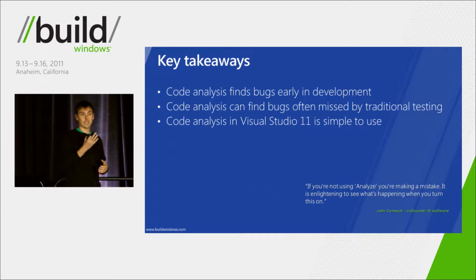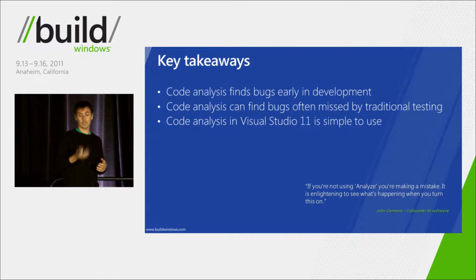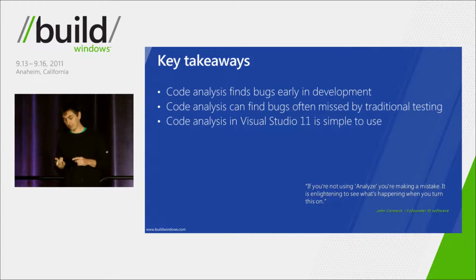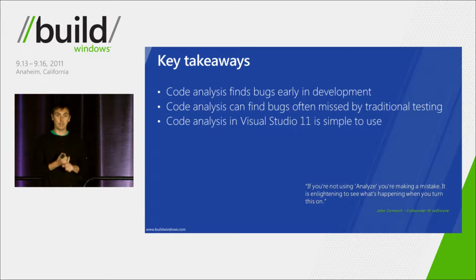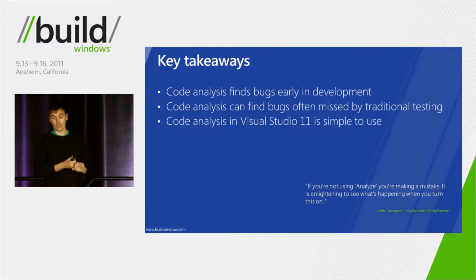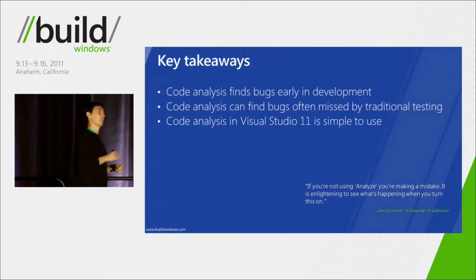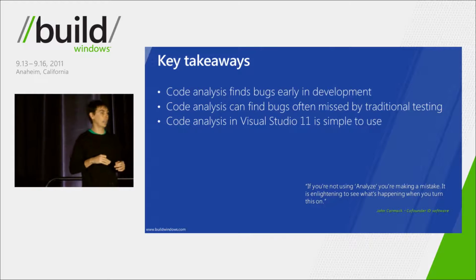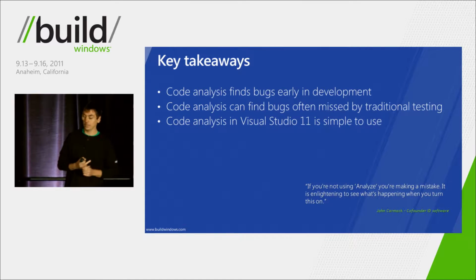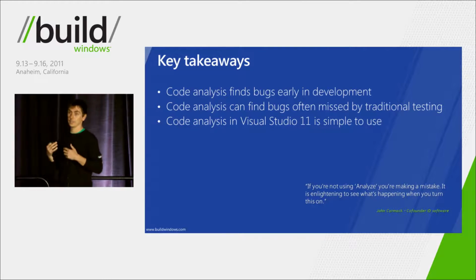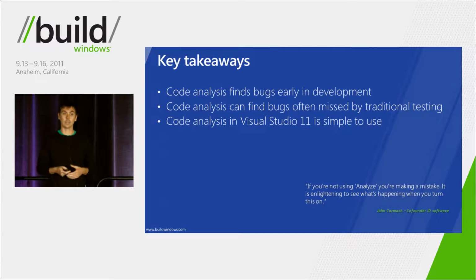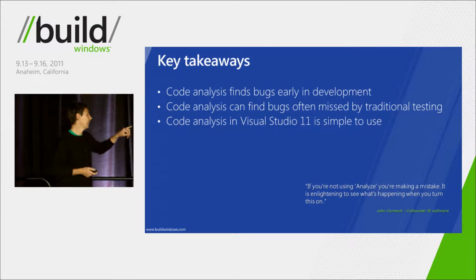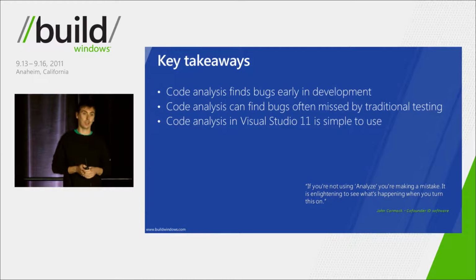There's basically three things we want you to come away with today. That code analysis finds bugs early in development when they're cheap and easy to fix. Code analysis can often find bugs missed by traditional testing techniques like functional testing in particular. And that with some of the great improvements we've made in Visual Studio 11, code analysis is actually really simple and easy to use. This is a quote down here at the bottom from John Carmack.